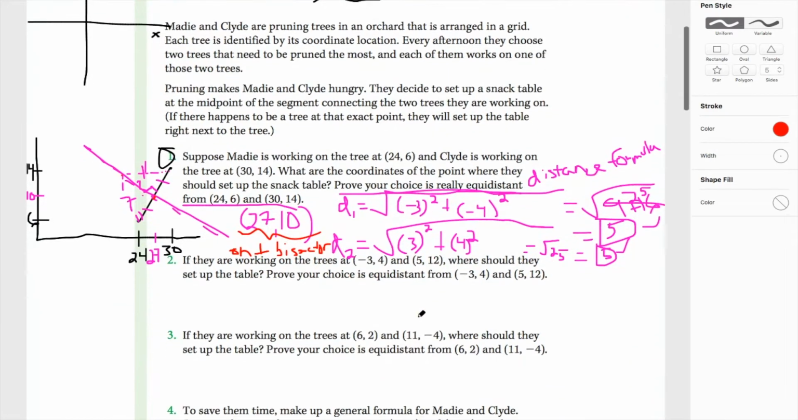All right, another question here. If they're working on trees at (-3, 4) and (5, 12), where should they set up the table? Prove your choice is equidistant from that. Okay, so let's see here. Let's get this as, well, in between 5 and -3.